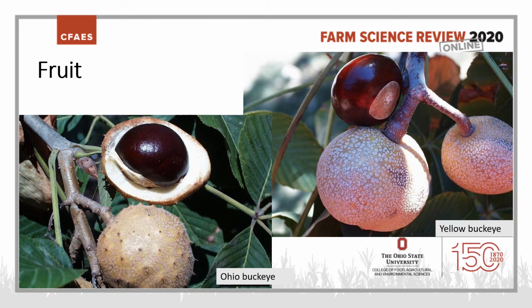We can talk about fruit. Here are the two buckeyes that we typically see in Ohio, Ohio and yellow. Ohio has a spiny shell and a smaller nut inside, whereas yellow has a smooth shell, and the buckeye itself is a little bit bigger and a little bit lighter brown. With Ohio buckeye, you might find a pod with up to two, maybe three buckeyes in it, but usually one. Yellow buckeye can have upwards of five in one of those pods, and is softball shaped.